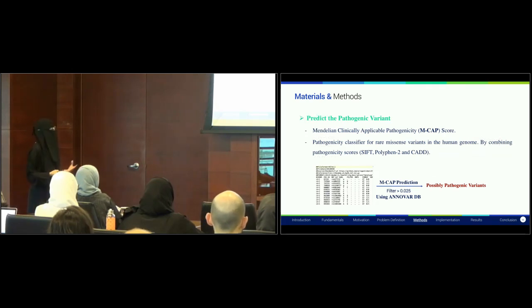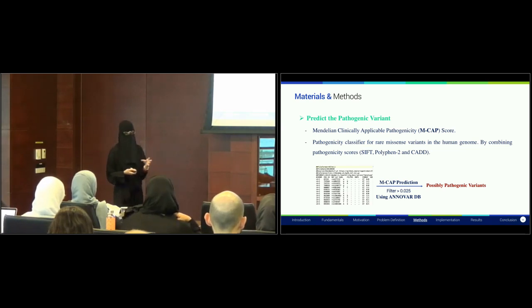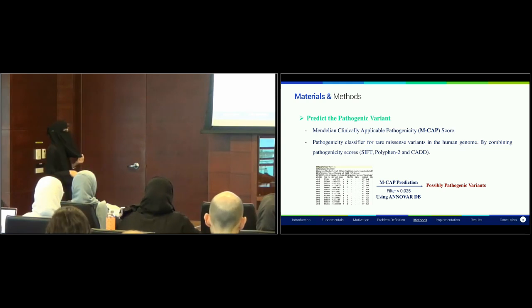Also, as I said, we predict the pathogenic variants. For that, we use the Mendelian Clinically Applicable Pathogenicity score. This identifies the variants that are more likely to be causes of the disease, and also these variants are not mentioned in any of the previous databases. It takes all the variants, loops through all of them, scores them, and produces a list of variants that are possibly pathogenic.